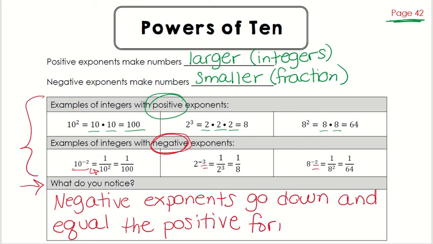What I mean by that is 2 cubed equaled 8. 2 to the negative 3 equaled 1 over 8. So it still equaled 8, it just happened to make it a fraction. So I maybe didn't word that well, so if you want to reword it, you can. But that's what I mean by what I wrote.